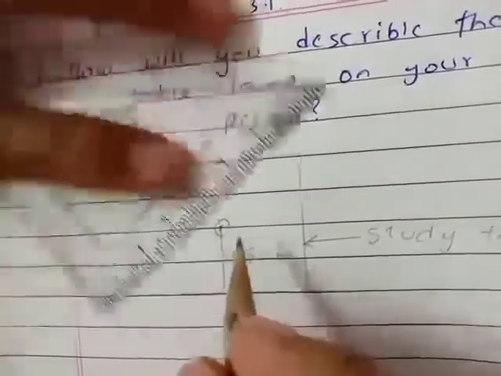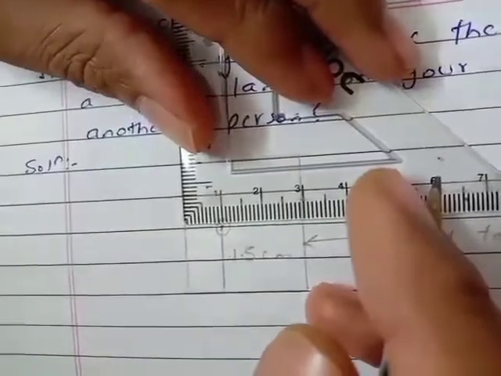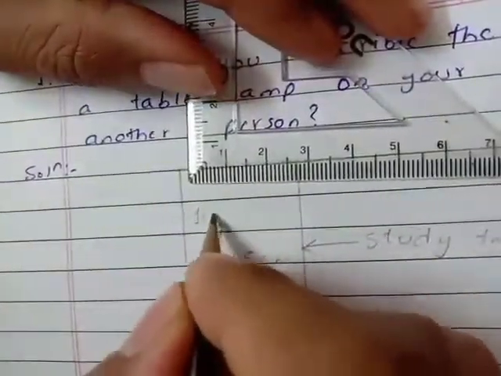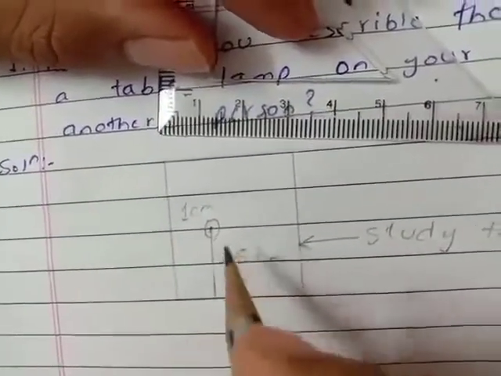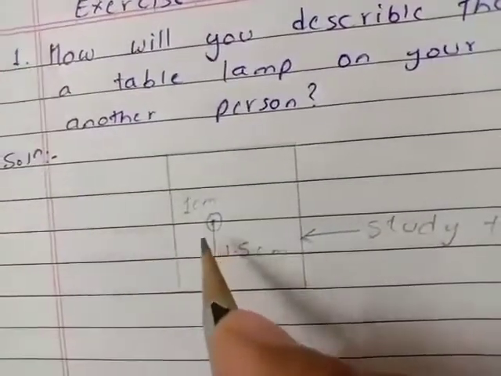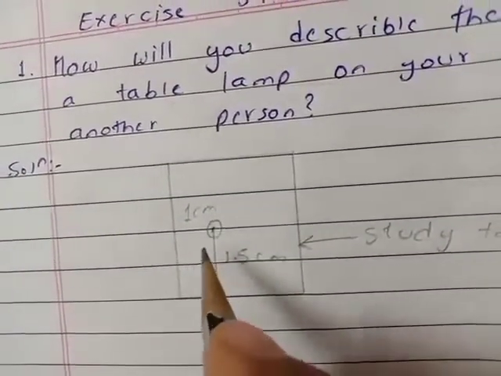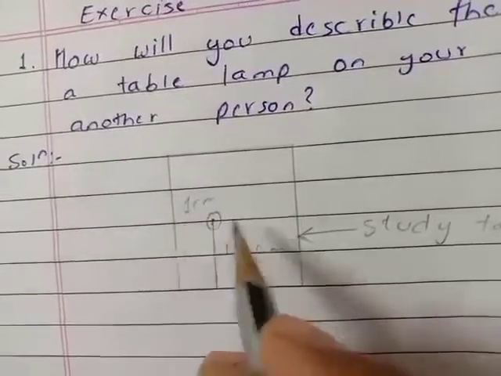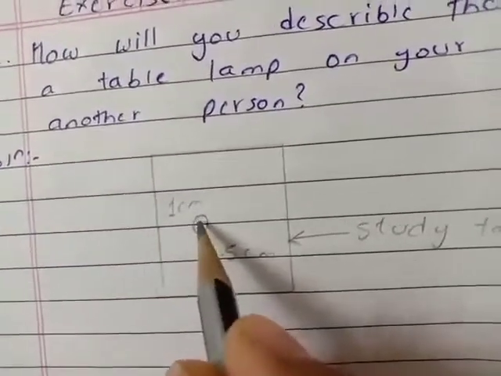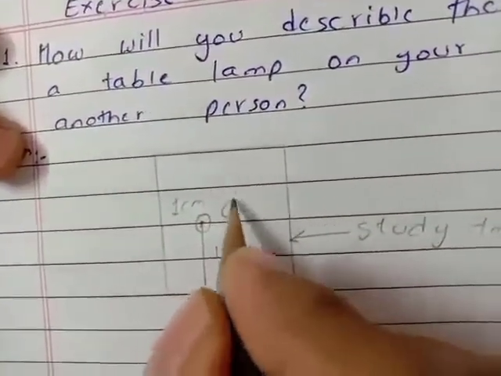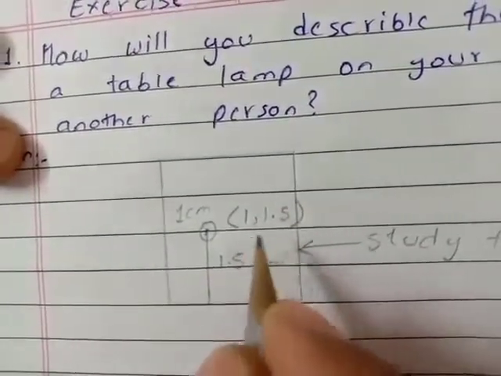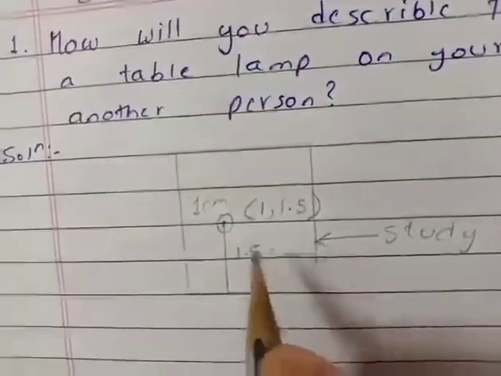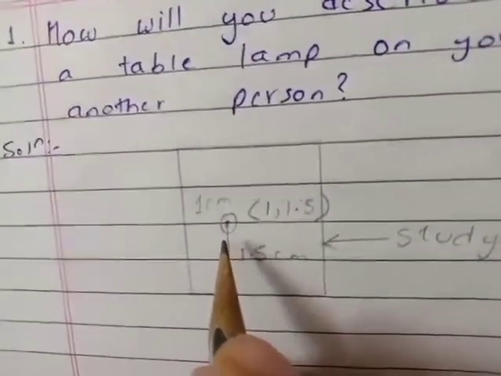And how much is this distance? This distance is 1 centimeter. Okay, so now how will you write this? As you remember, I have explained that to find the x coordinate we measure the distance from the y coordinate. So this distance is 1 centimeter. So how will you write? Open bracket 1 comma 1.5. Okay, this is the coordinate of the lamp.